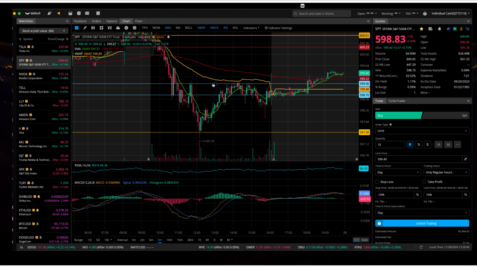But VWAP was the reason I got out. We did cross back above this line I had for some support and resistance. And we held the 9 EMA. And once we started breaking it, I got out. And that's why I got out.